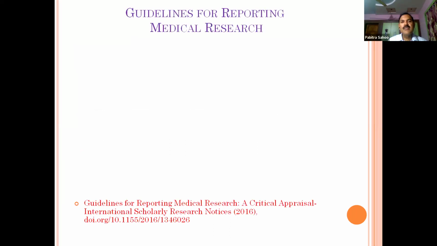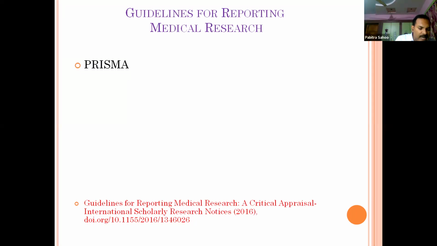The last part is guidelines for reporting research. There are different guidelines for writing different research articles. If you are writing a systematic review, a clinical trial, or an observational study, all these different types of studies have different guidelines for writing the manuscript.